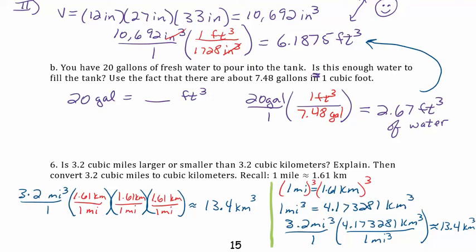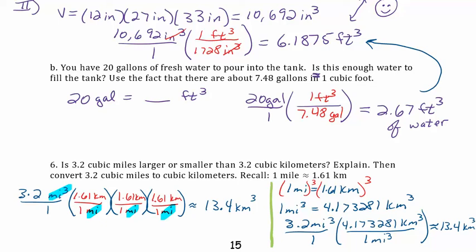So here's 2 different ways that you could do it. You could start with your 3.2 cubic miles and then multiply by 3 factors. You need 3 factors to cancel out the cubic miles. We got cubic miles, mile, mile, mile. Those would all cancel out. Multiply and we get 13.4.